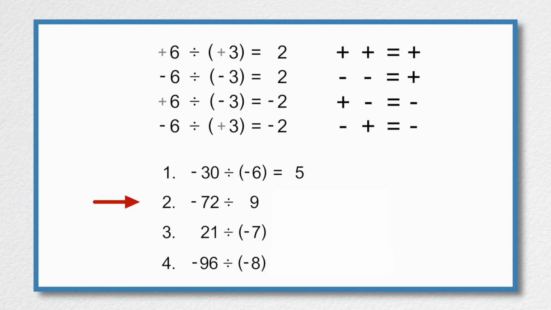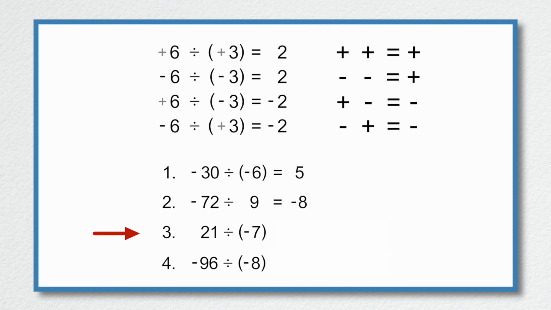Negative 72 divided by 9. Well, 72 divided by 9 is 8, but we have a negative divided by a positive. Remember that this 9 is a positive 9, I just haven't put the positive symbol in. A negative divided by a positive is equal to a negative. So the answer is negative 8.